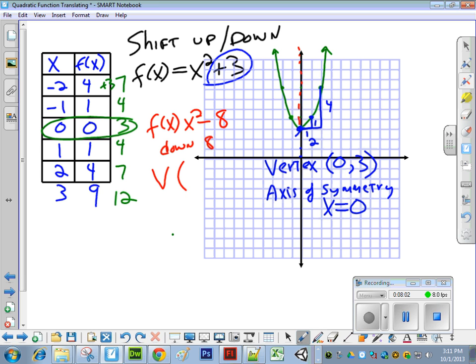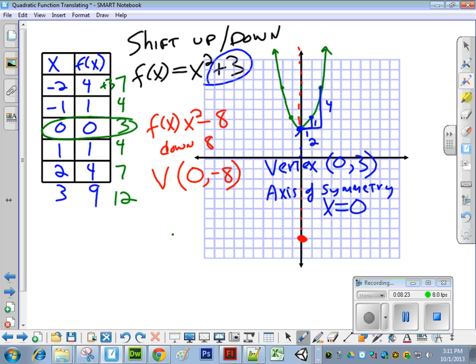Now, as we get better at this, we're going to recognize the vertex. The x is not grouped, so I know the x value is 0 right on that y-axis. The k value is negative 8. So I'm going to count down 8. 1, 2, 3, 4, 5, 6, 7, 8. There's my vertex.